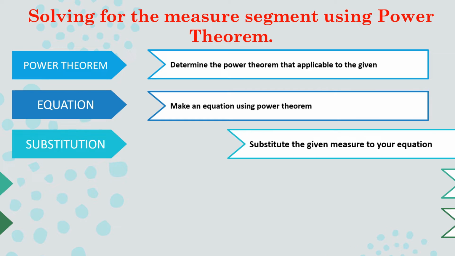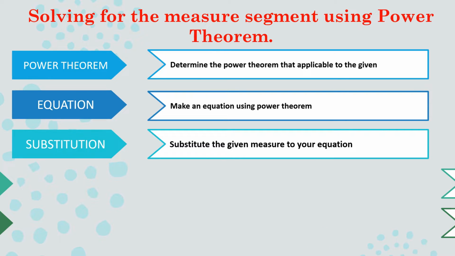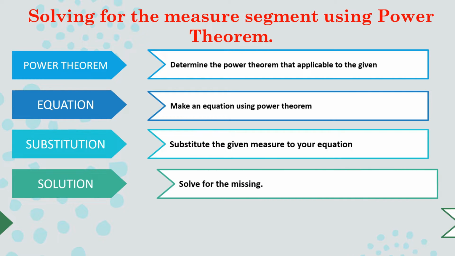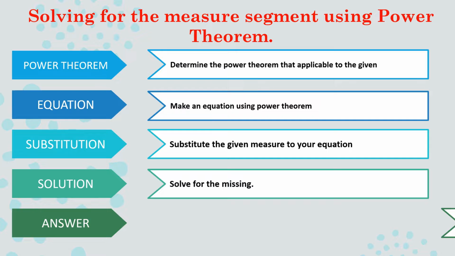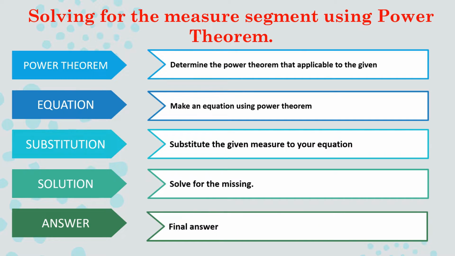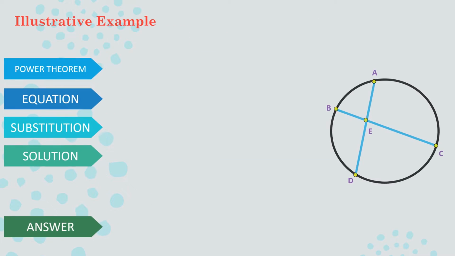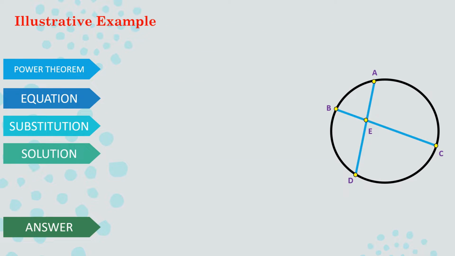Step 3, substitution. We're going to substitute the given measures into our equation. Step 4, solution. So solve for the missing segment using algebraic operations. Then step 5, answer, where you will have your final answer.